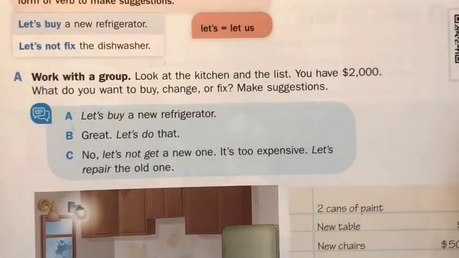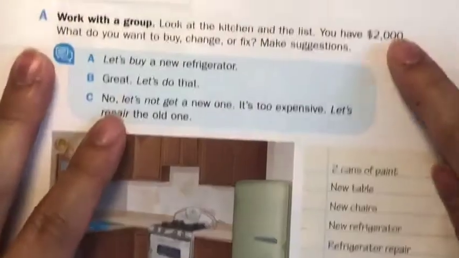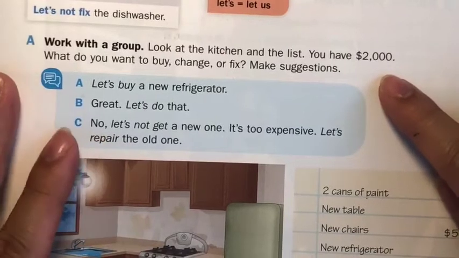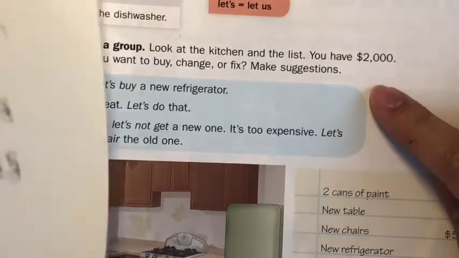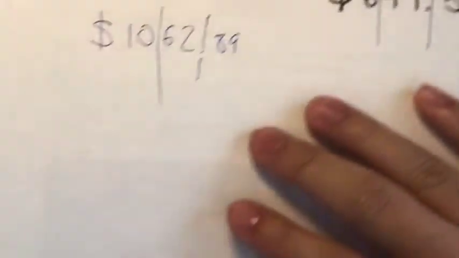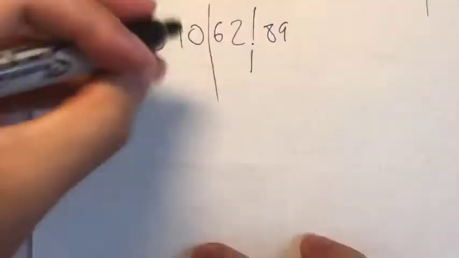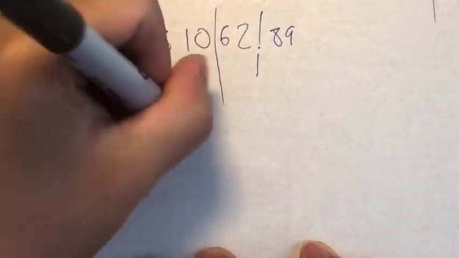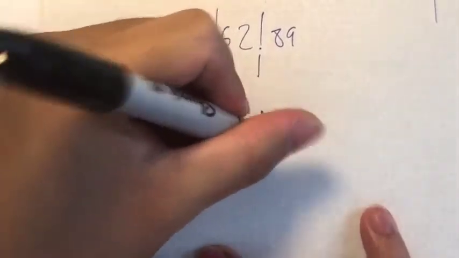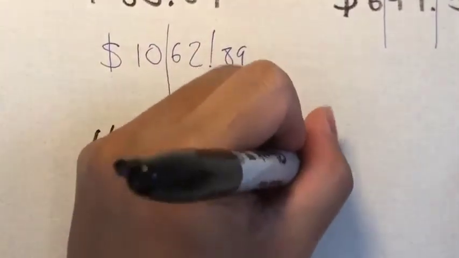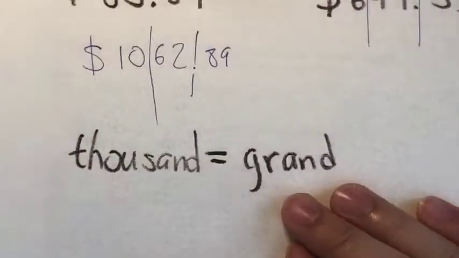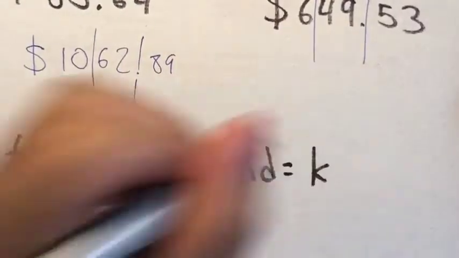So let's look at this. We have $2,000. Another way to say 1,000 is grand, or the letter K.